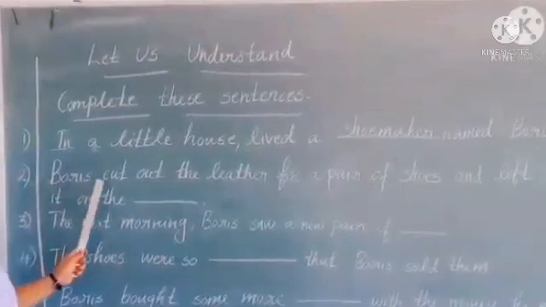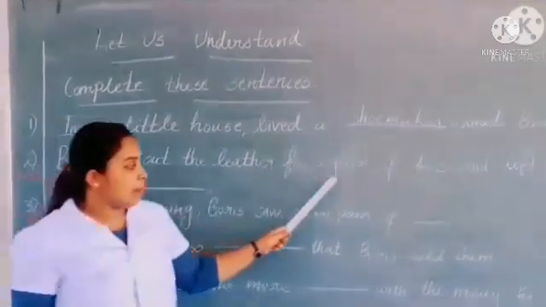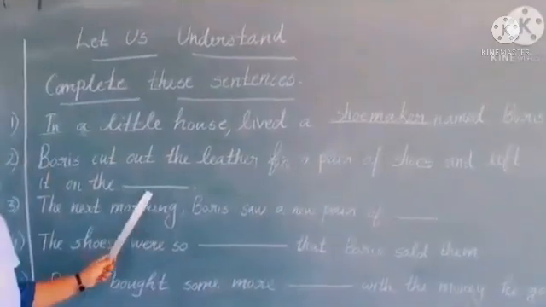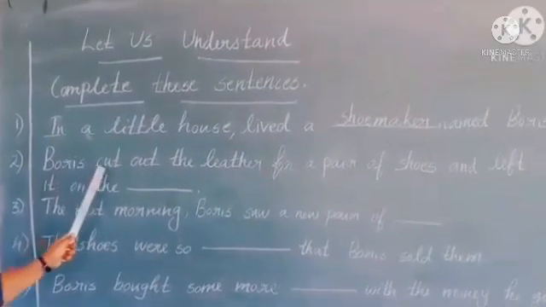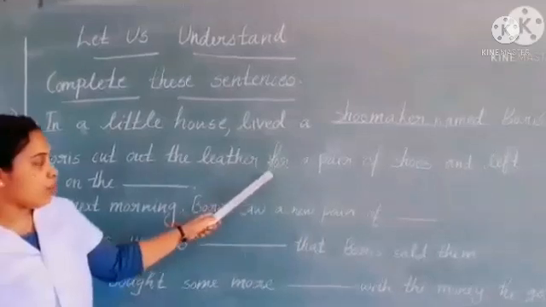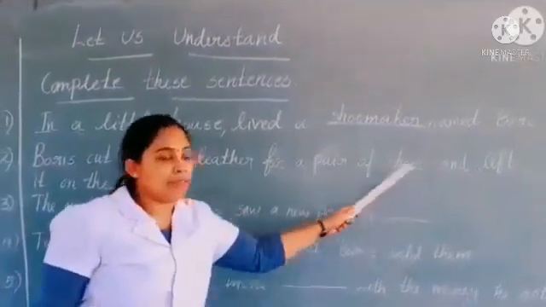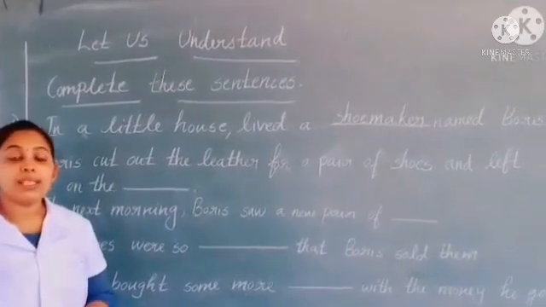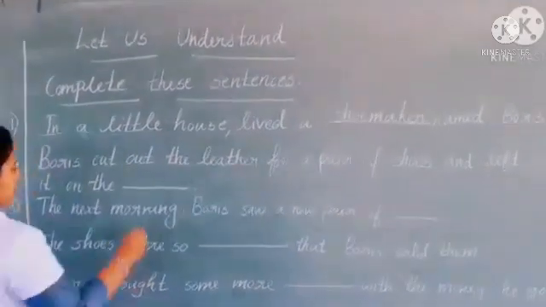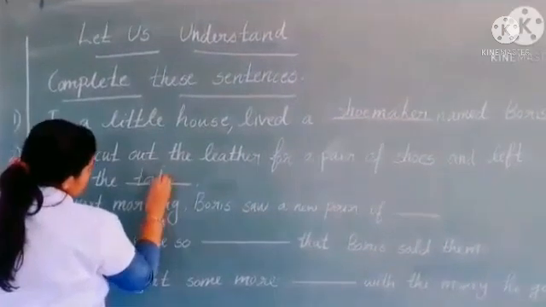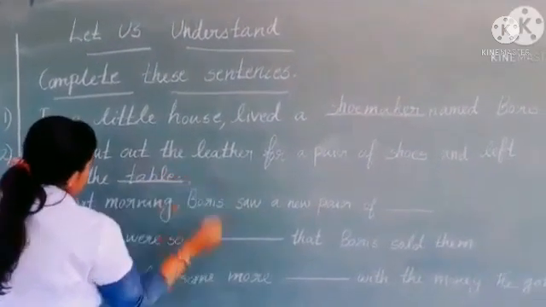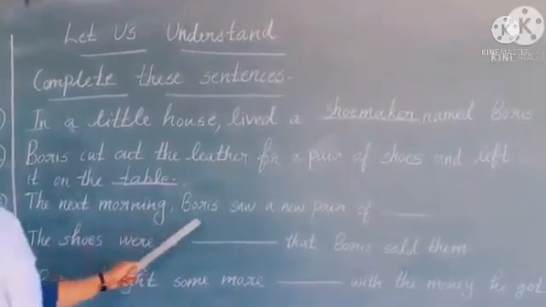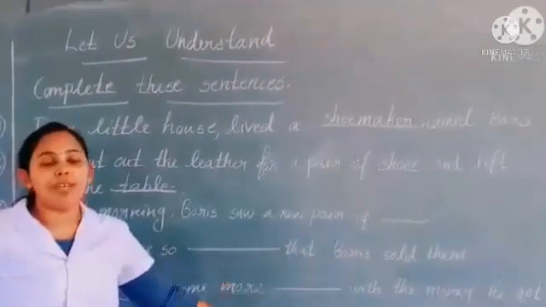Second sentence, Boris cut out the leather for a pair of shoes and left it on the dash. What did he keep that? Yes, on the table. T-A-B-L-E. Table.